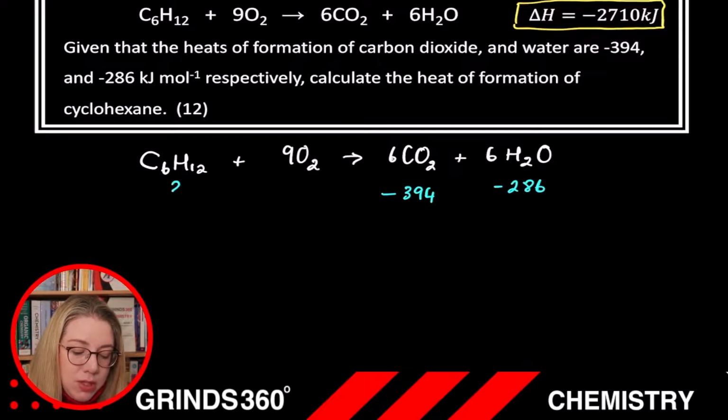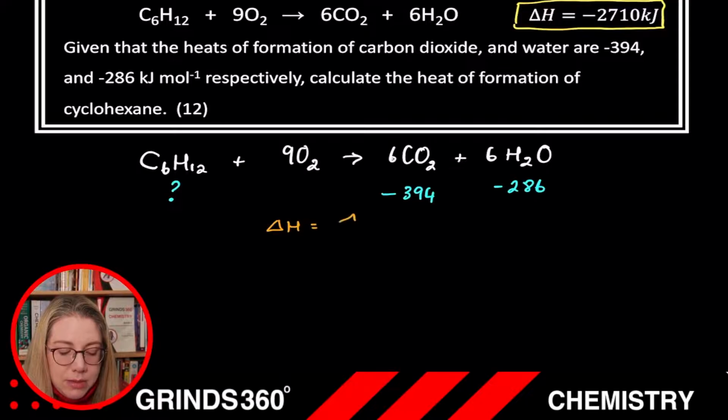And we're asked to work out the heat of formation of the cyclohexane. Same as before, we're going to use delta H is equal to the sum of the energy of my products minus the sum of the energy of my reactants.